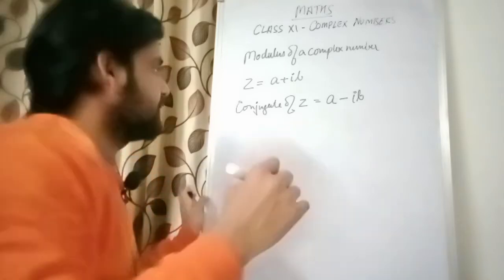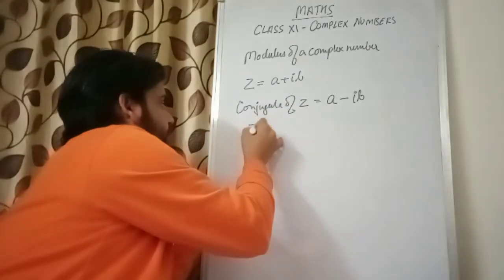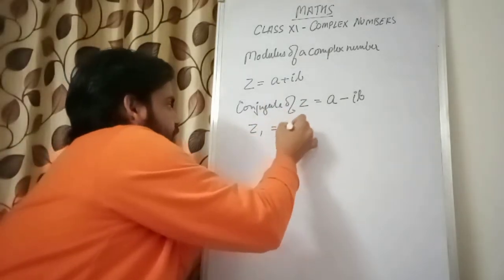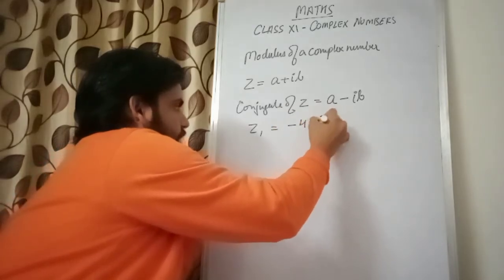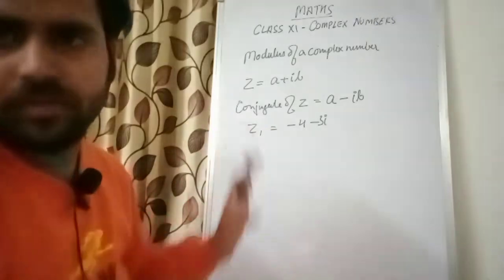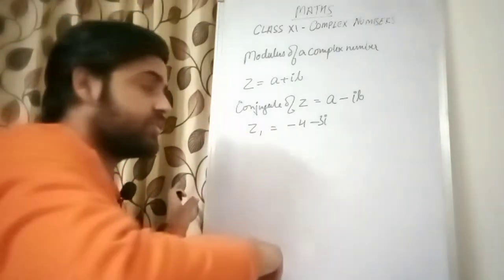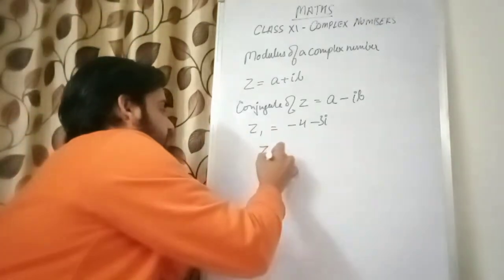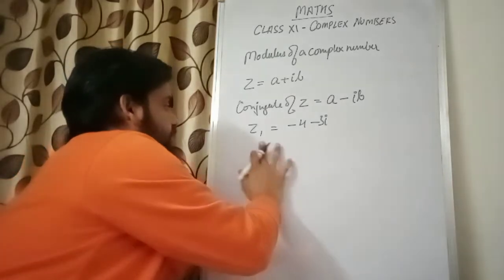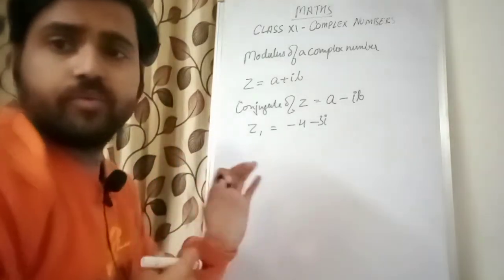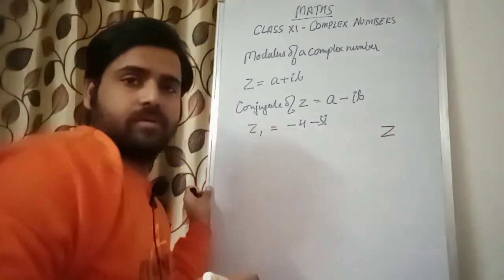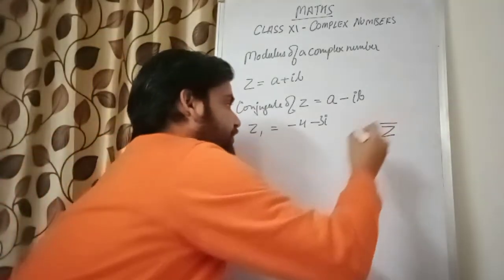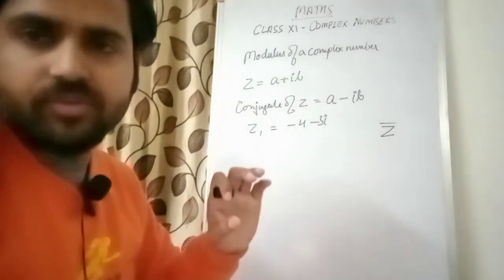Okay. Similarly, if I have, let's say, z1 is minus 4 minus 3i. Let's say this is your z1. So conjugate of this z1. Now how are we going to represent the conjugate? We are going to represent the conjugate by this symbol. Just see here. This is the complex number. We have to just put the bar over this. So that will be the conjugate of z.